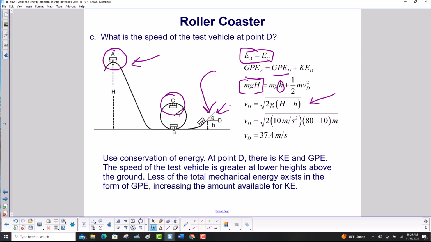which is faster than the speed at point C. That's because at point D there is KE and GPE again, but the speed of the test vehicle is greater at lower heights above the ground. Less of the total mechanical energy exists in the form of GPE, right? This GPE is less than all the way up here, increasing the total amount available for kinetic energy.